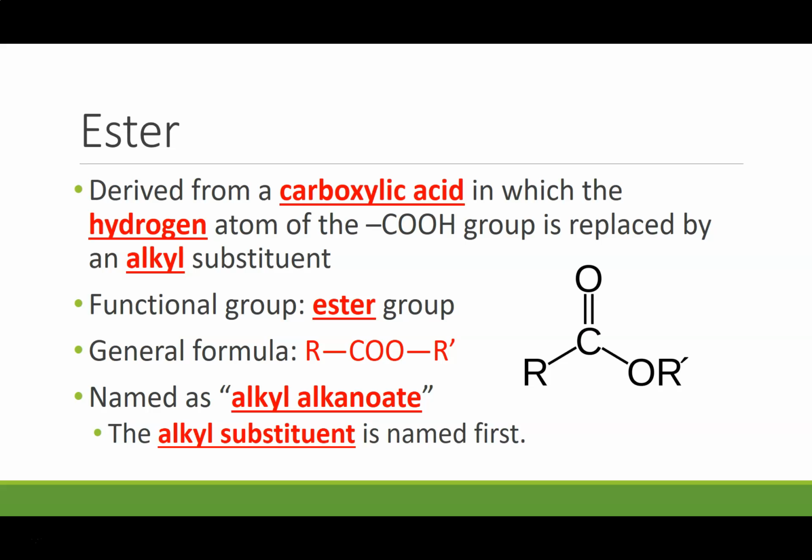R is a hydrocarbon chain, and R' is another hydrocarbon chain. The name of an ester is in the format alkyl alkanoate. So for example, if both hydrocarbon chains consist of two carbons, then we would name the compound ethyl ethanoate. The alkyl substituent, meaning the hydrocarbon that replaces the hydrogen, is named first.